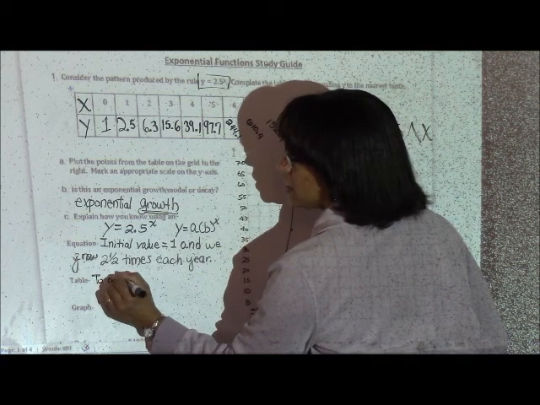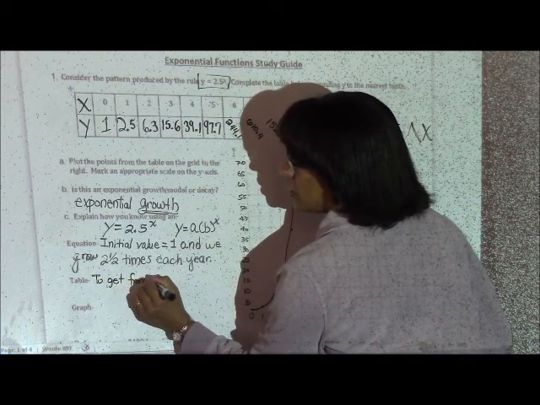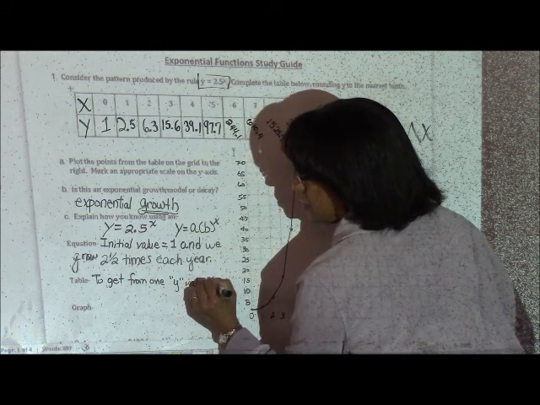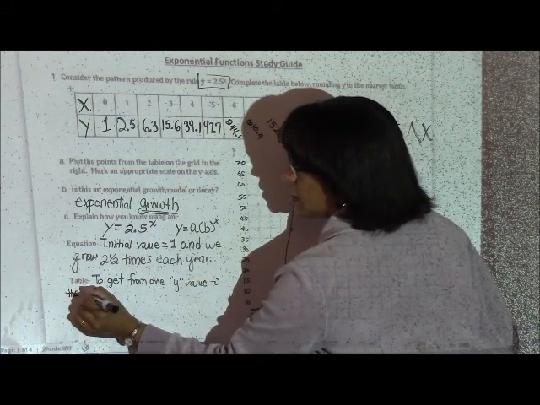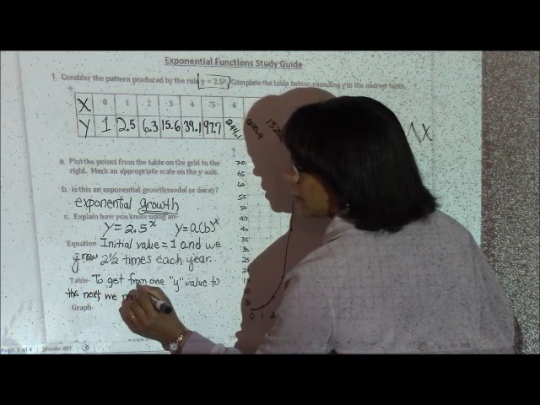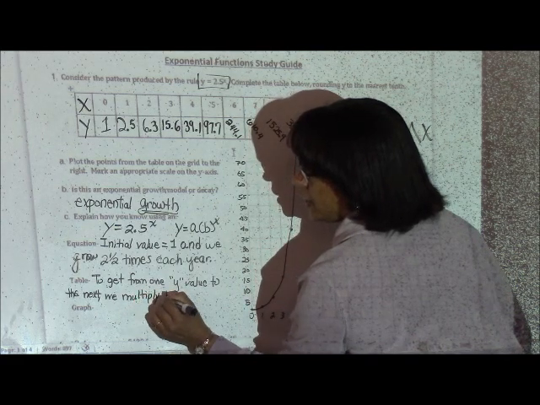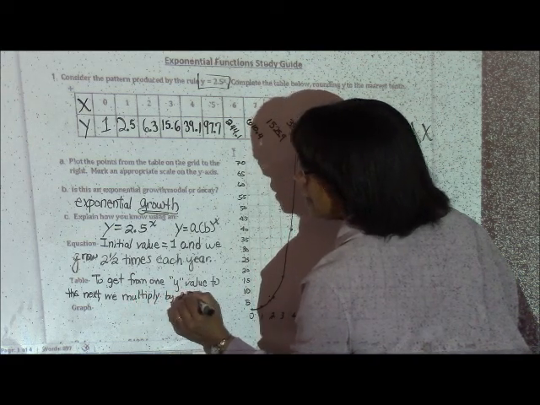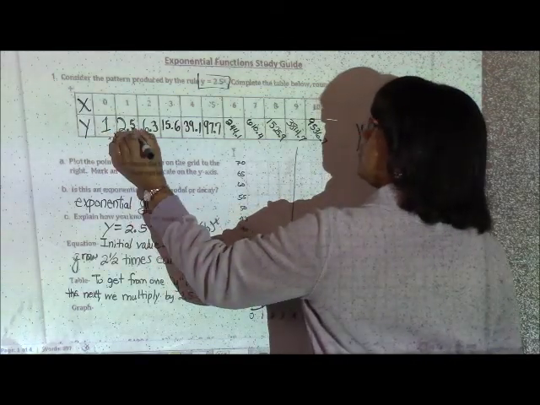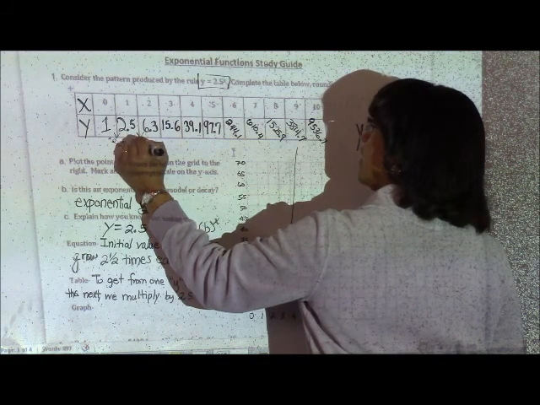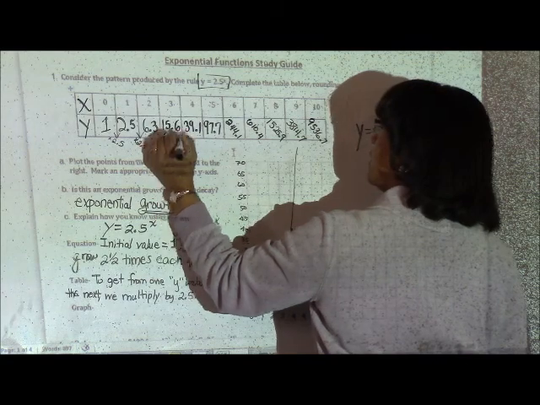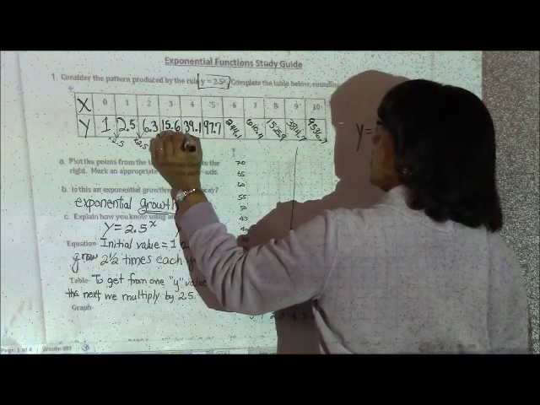To get from one y value to the next, we multiply by 2.5. So that means between here and here is times 2.5. Between there and there, times 2.5. Between 6.3 and 15.6, we multiply by 2.5. That's how you get from one value to the other, okay?